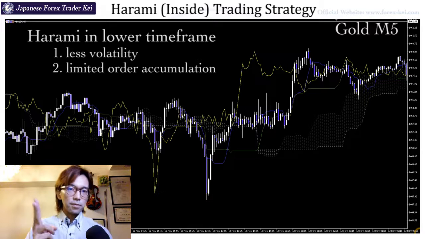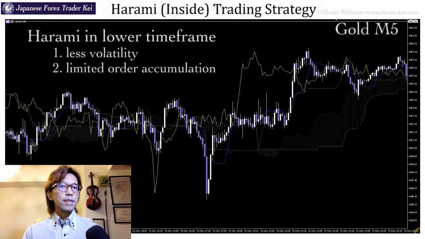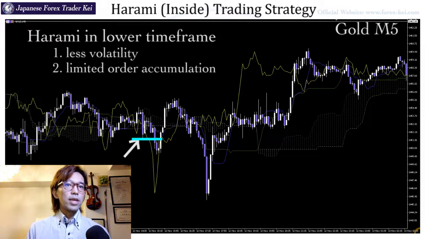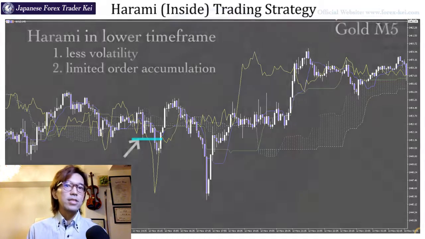And second of all, the orders are not really accumulated based on the lower time frame charts, because if you look at this Harami right here in this 5-minute chart, for example, until it breaks the lower part of the candle, it took only like 6 candles in this 5-minute chart, right? In other words, that means it took only 30 minutes to break the range downwards, which is not really enough time to have orders accumulated on this level.